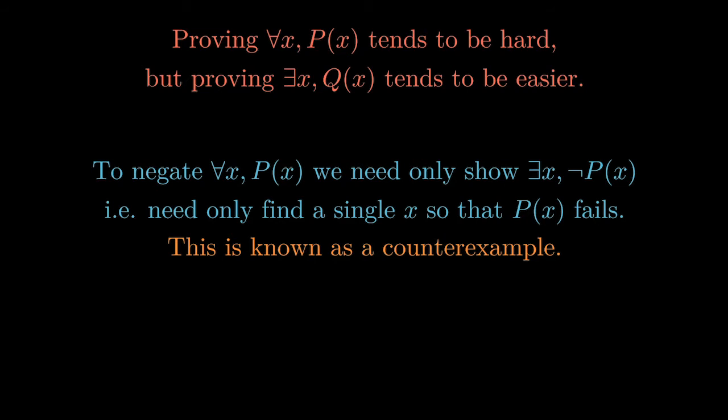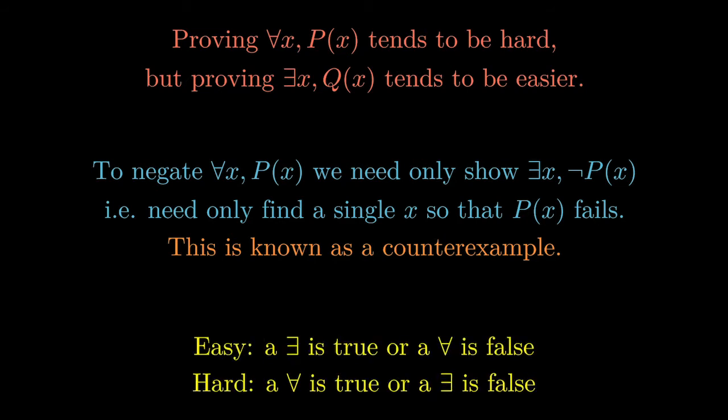So the precise statement is that it tends to be easier to show that there exists is true and for all is false. Conversely, it's hard to show that a for all is true or that a there exists is false. So in another sense, proving that something does not exist typically is harder than proving it does.